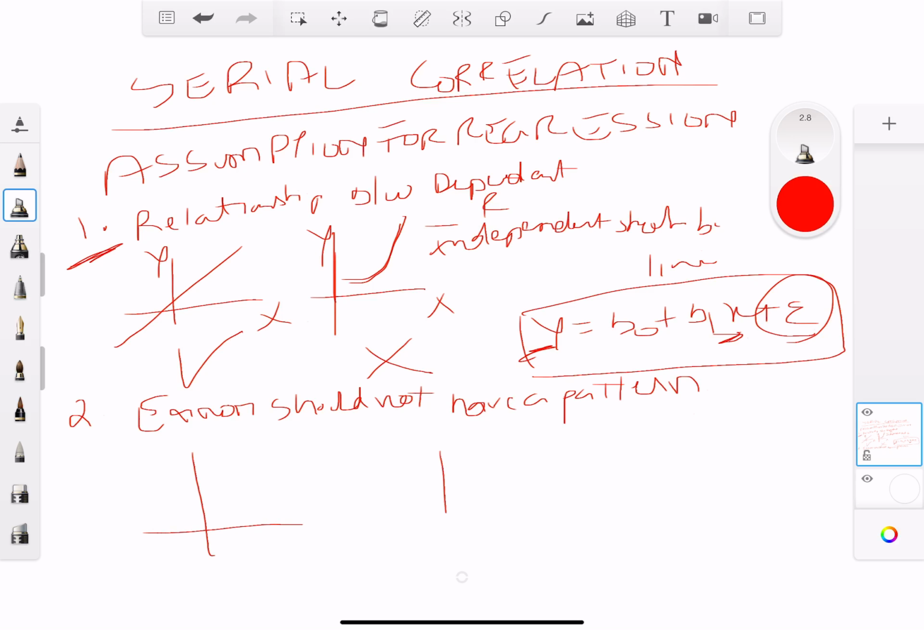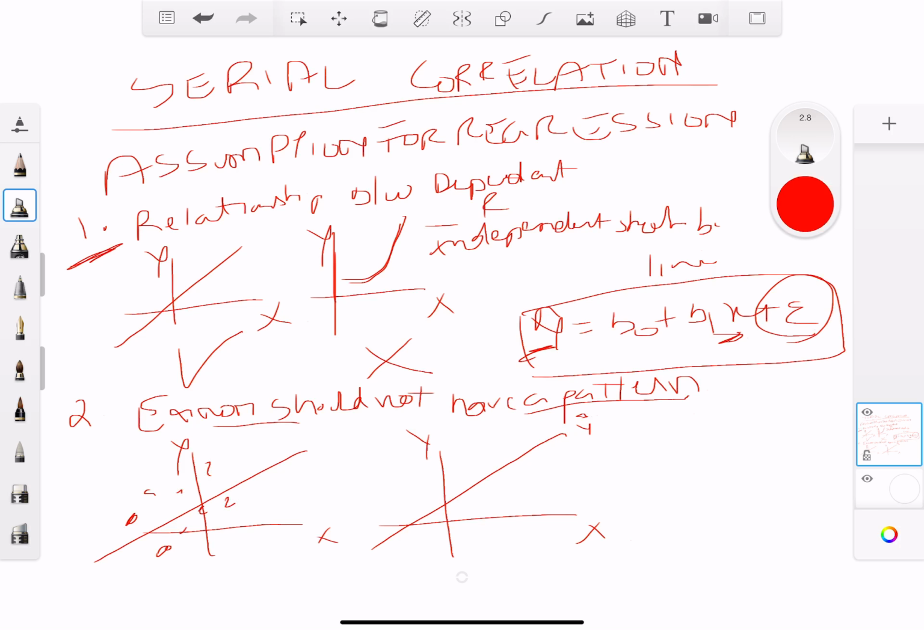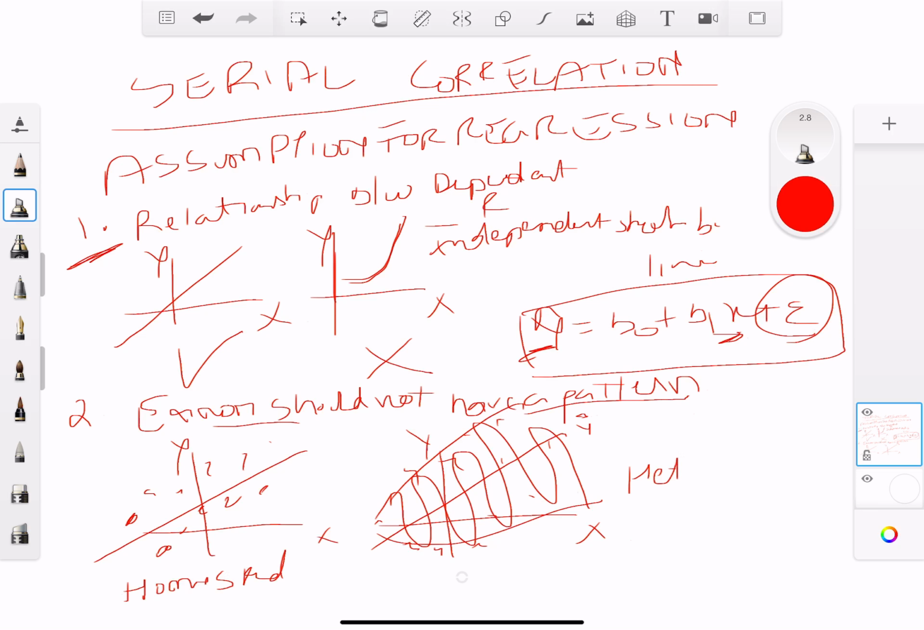If you try to break it down, let's say you have y and x, and this regression line is y hat, the prediction of our regression line. When we say errors should not have a pattern, the errors could be scattered around the line, but it should not be that the error term starts going like this, fanning out, which means the error term has a pattern. The one with no pattern is called homoscedasticity, and the one with a pattern is called heteroscedasticity. That's what it really is.